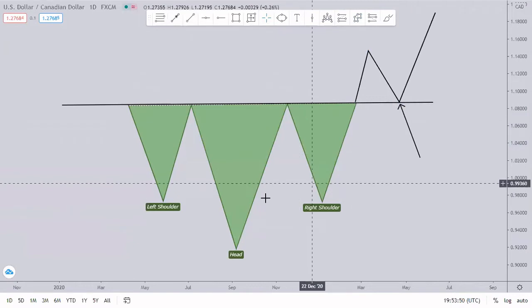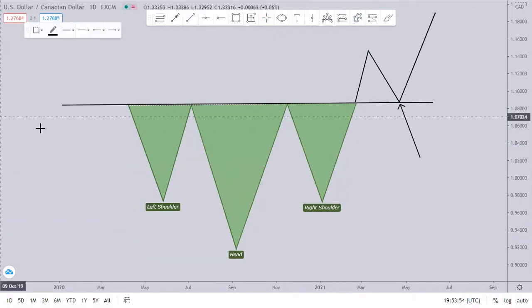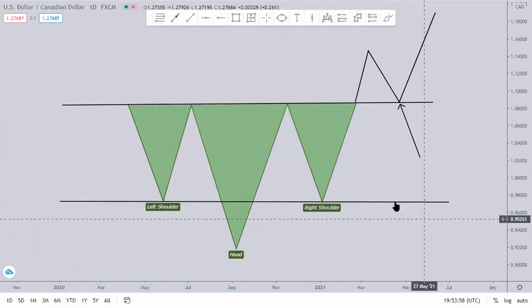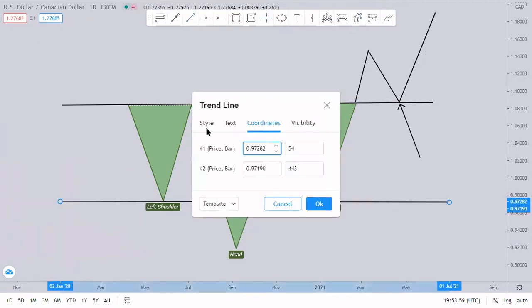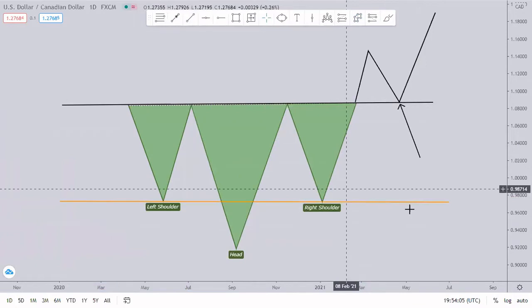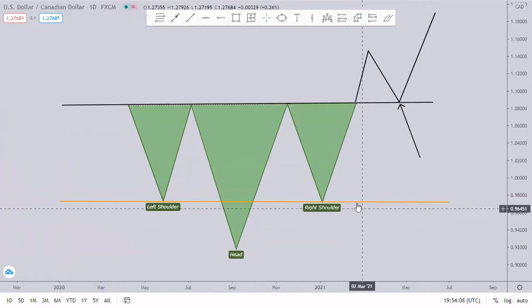When it came here, what were you doing? Were you sleeping? When it came to this level, what were you doing when it came there? Let me use a different color for this one. Let me use this color. What were you doing when the market came here? Were you sleeping?